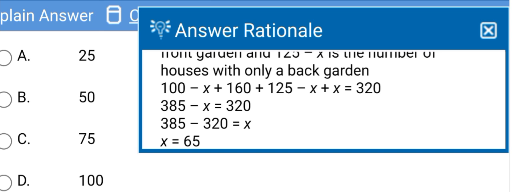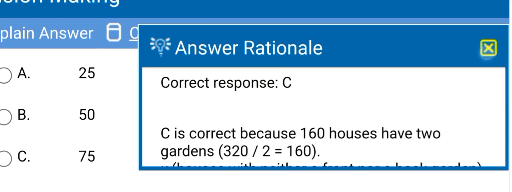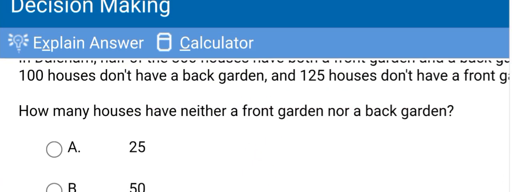So 385 minus 320 equals X. So the value of X is 65. That's how we can say that option C is the correct option, that is 75 houses have neither a front garden nor a back garden.